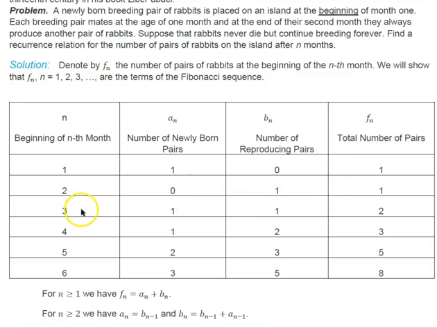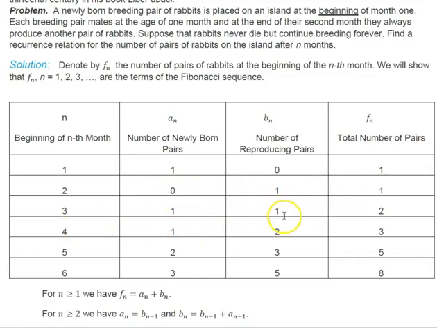At the beginning of month 3, we have 1 newborn pair, because in the previous month we have 1 reproducing pair. The number of reproducing pairs is 1, because in the previous month we don't have a newly born pair. And the total number of pairs is 2.